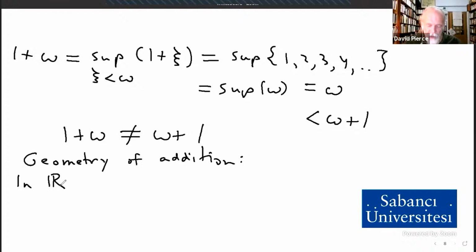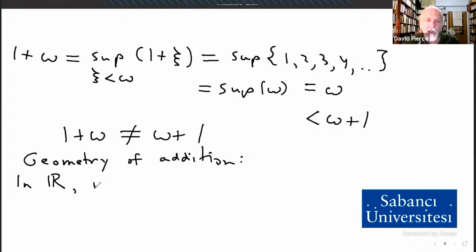So you can take the sum of two Cauchy sequences. It's a Cauchy sequence. Its limit is the sum of the limits of the two sequences. So that would be, let's say, an arithmetic definition of addition in the reals.